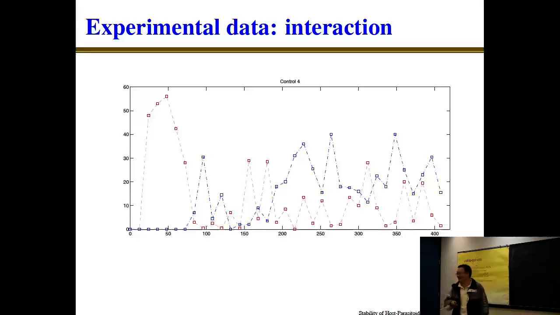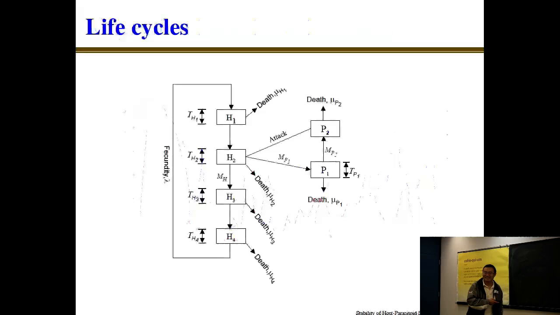All right, so next, I'm going to develop a model to describe our experiment. Same thing, I still divide our host into four stages. The H1 stage includes the egg stage and early stage of larvae. H2 stage is the window stage, because only during that time can the parasitoid attack. And then H3, H4. The parasitoid has two stages, P1 and P2, where P2 is the adult stage.